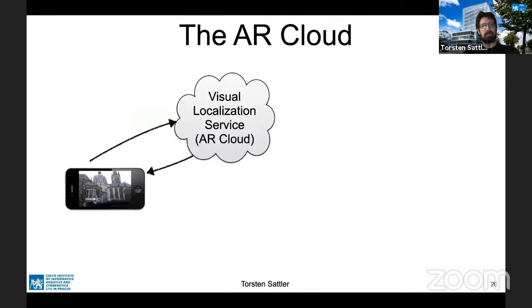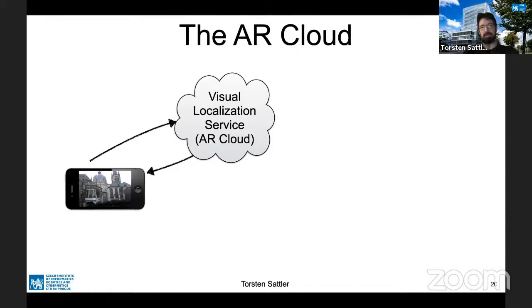And so this is how a lot of state-of-the-art localization techniques work at the moment. And those things are also being deployed in practice by companies. Then there's this thing called the AR cloud. I guess many of you have heard about it.